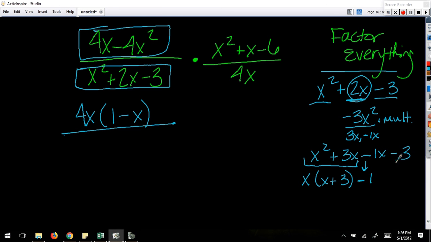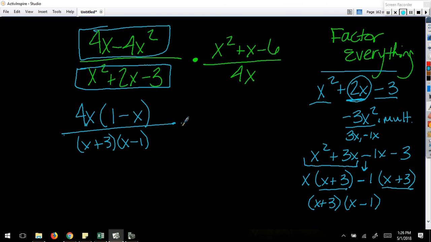What I'm really factoring out of these last two terms is a negative 1, because they don't have a GCF. I'm left with x, and if I factor a negative 1 out, then negative 3 divided by negative 1 would be positive. Then I factor out the whole binomial, and what's left is the x and the minus 1. Now it's factored. So this factors as x plus 3, x minus 1.